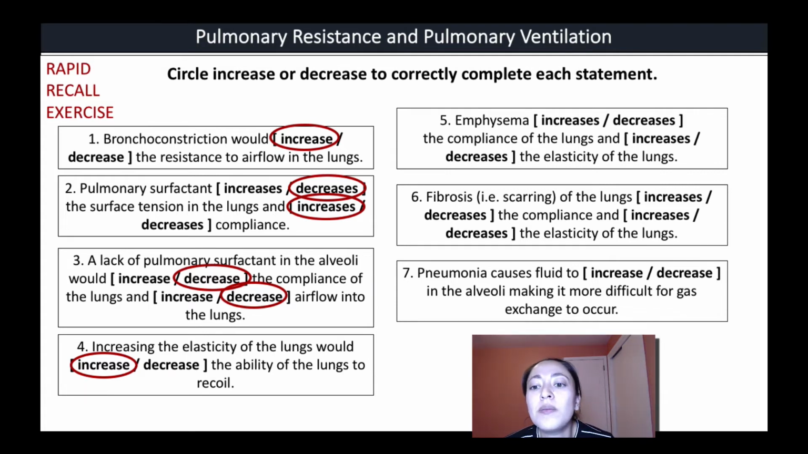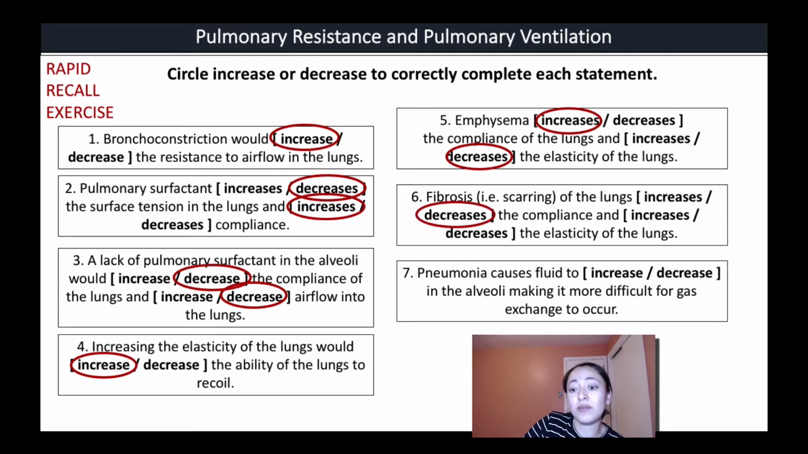Emphysema does what to the compliance of the lungs? Emphysema, we said, makes the lungs too compliant. So it's going to increase the compliance of the lungs. They'll fill too easily. Emphysema decreases the elasticity of the lungs. So emphysema, again, makes the lungs expand really easily, but it decreases their ability to recoil. Fibrosis, scarring of the lungs. Well, fibrosis makes your lungs very, very stiff. So they're not going to really move. So it's going to decrease compliance, and it's going to decrease the elasticity. It's not going to let it really expand or recoil.